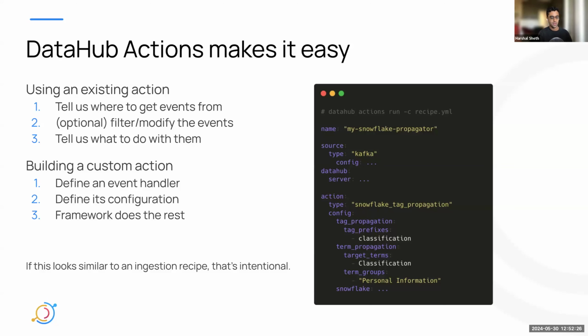And this looks very similar to ingestion recipes, and that's intentional because it's actually the same thing in reverse. In ingestion recipes, we pull metadata from places and sync it into DataHub. Here we are sourcing metadata from DataHub and taking actions based on it and pushing those actions out to other DataHub instances, or to the same DataHub instance, or to third-party tools.